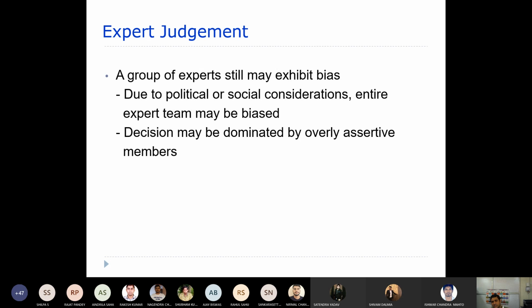Decisions may be dominated by overly assertive members. Sometimes it will happen, in a good group of experts, that there are some senior members in that particular group who always want to have things their way. According to them, things should go on. So they try to bias the whole team, right? The senior people will be dominating. So that may also happen during expert judgment, right?